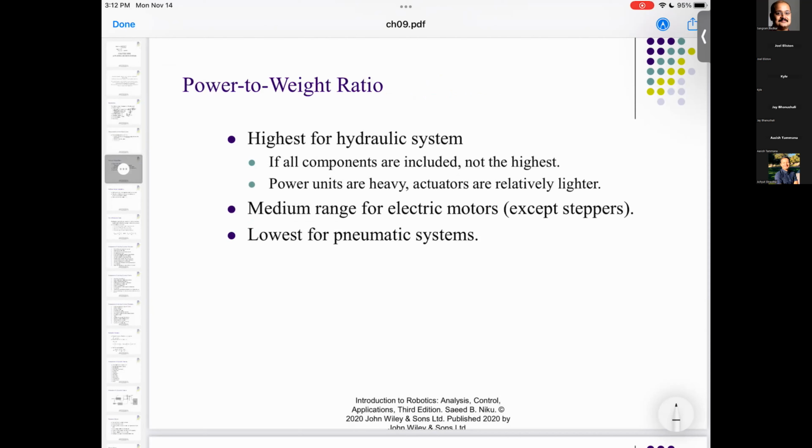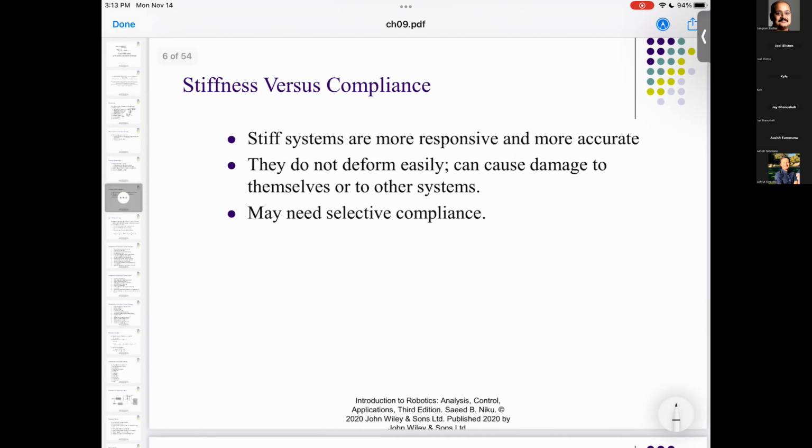Now, power to weight ratio is highest for the hydraulic systems. The only problem is you need a separate power plant, which means you need a pump, accumulator, motor, and hydraulic fluid, all that stuff. Typically, power to weight ratio is medium for electric motors, and pneumatic systems are the lightest. That's why the soft actuators are used in rehabilitation use cases.